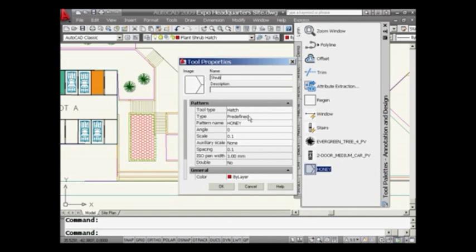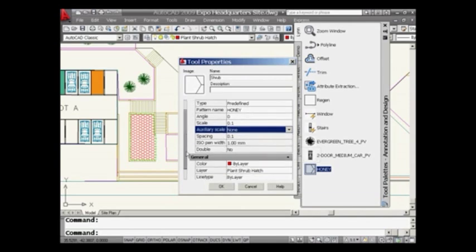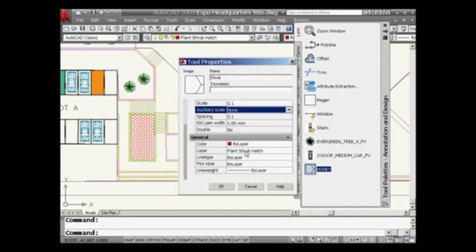And you'll see on here it's the honey pattern. It knows the angle. It knows the scale factor. Auxiliary scale factor, I talked to you about this last week. It's the same with blocks. You have the ability to attach the dim scale or the plot scale factor as the scale factor for this particular hatch pattern. It's kind of cool. All types of information on here. And of course, the layer was saved with it as well. So I love that. I'm going to go ahead and hit OK.